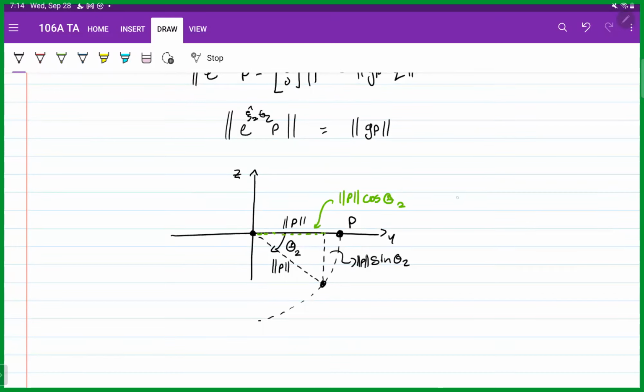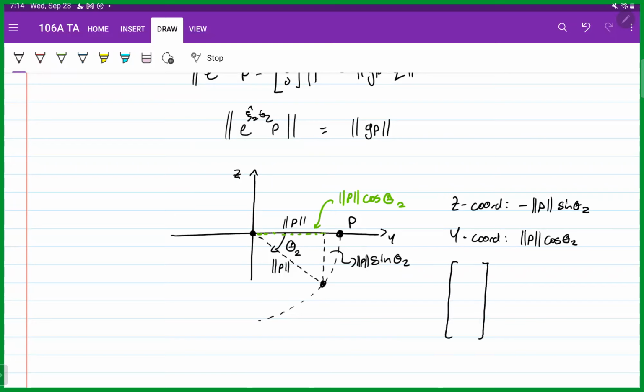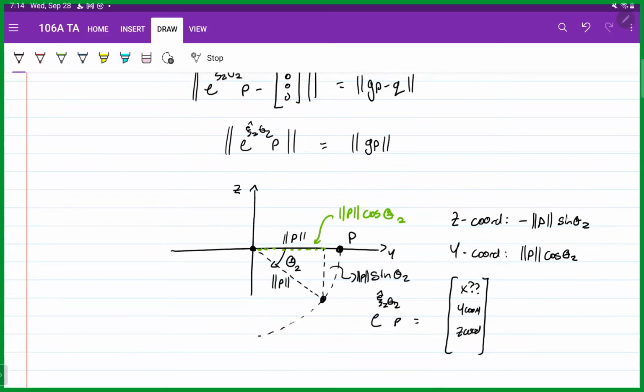So if we look at our actual z coordinate, it's going to be negative magnitude of p times the sine of theta 2, and our y coordinate is going to be the magnitude of p times the cosine of the angle theta 2. Okay. So we got that. We have our last two components of this vector, e to the xi hat 2 theta 2 times p, right? We now know that this is just our y coord, our z coord, and x is still unknown, right?